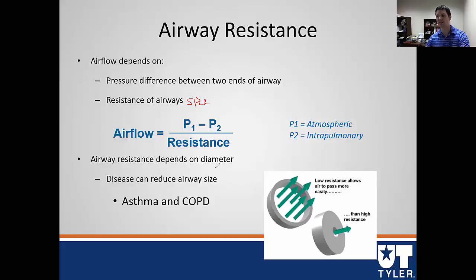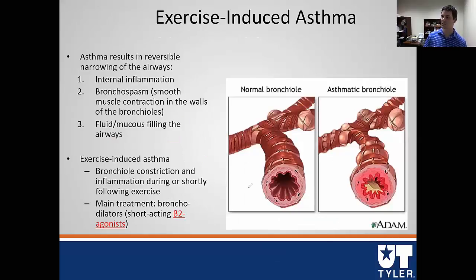So again, airway resistance is going to depend on the diameter of the conducting zone, primarily of the bronchi leading into the lungs. Certain diseases can reduce this. The two most common are asthma and COPD, and we'll highlight asthma here. So here's the normal bronchiole. There is some type of inflammation which causes a spasm, and as you can see, this bronchiole has layers of smooth muscle circling it. So here's smooth muscle.